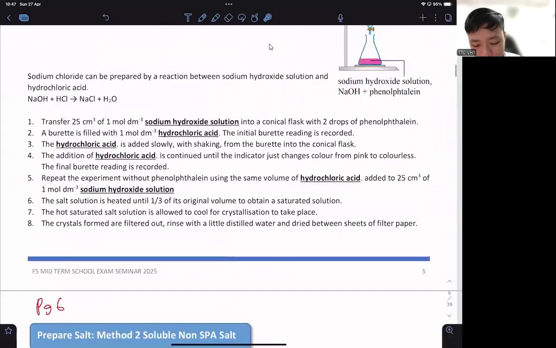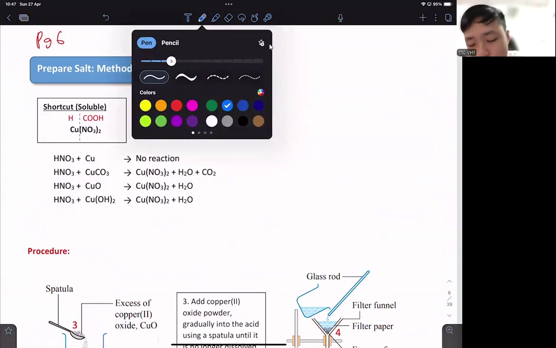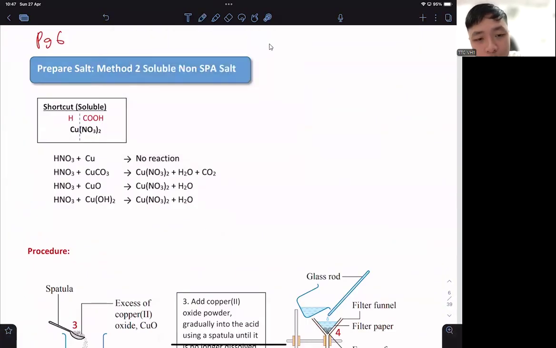And also, page 6. Now if I want to prepare a non-SPA salt, the soluble salt has two types. Number one is using neutralization. Number two is also basically called neutralization, but a bit of a different way. This one is used when you want to make a non-SPA salt, which means not a sodium salt, not a potassium salt, and not an ammonium salt.